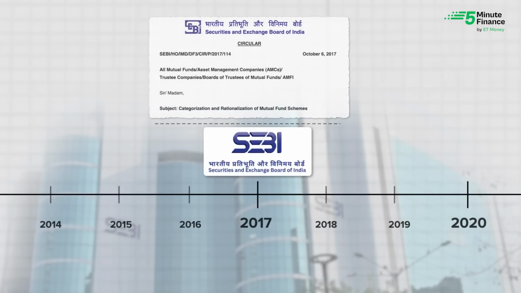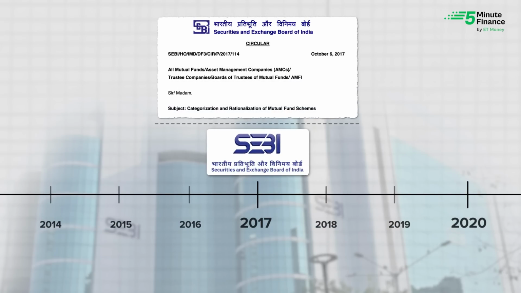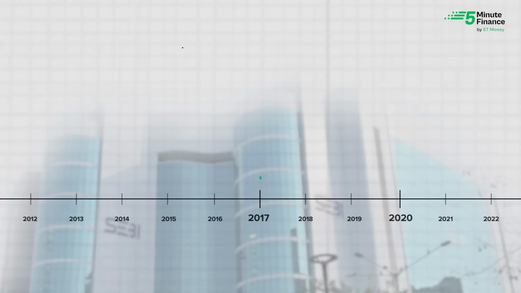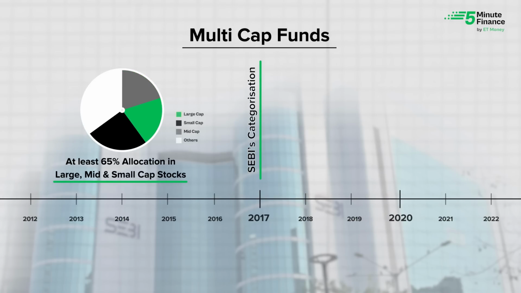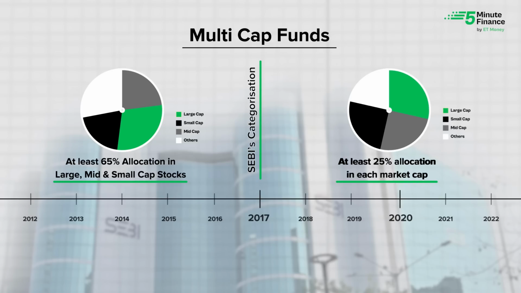In 2017, SEBI made a lot of changes in mutual funds. It basically redefined the categories as many funds were investing beyond their mandates. SEBI named this exercise the categorization and rationalization of mutual fund schemes. The multi-cap funds, which earlier could invest in any market cap of stocks, were restricted to now invest at least 25% each in large, mid and small cap stocks. This means half of the portfolio of multi-cap funds has to be in mid and small cap stocks at all times.